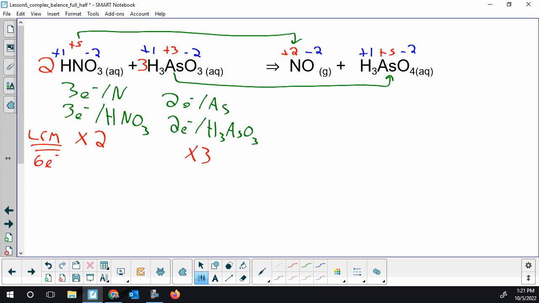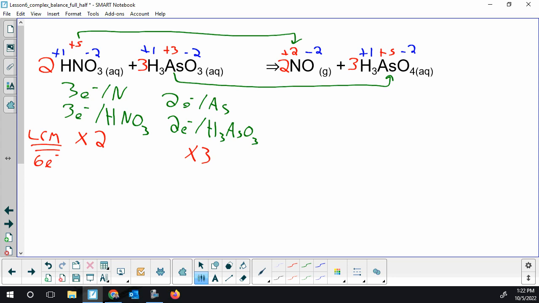Then we're balancing atoms other than O and H. So I've got 2 nitrogen. So I need to have 2 nitrogen at the end, just the law of conservation of mass. For As, I've got 3 times 1 at the beginning. So I'm going to need 3 times 1 at the end. So that's the electron exchange. That's the non-O and H atoms done. Then I have to balance oxygen next.